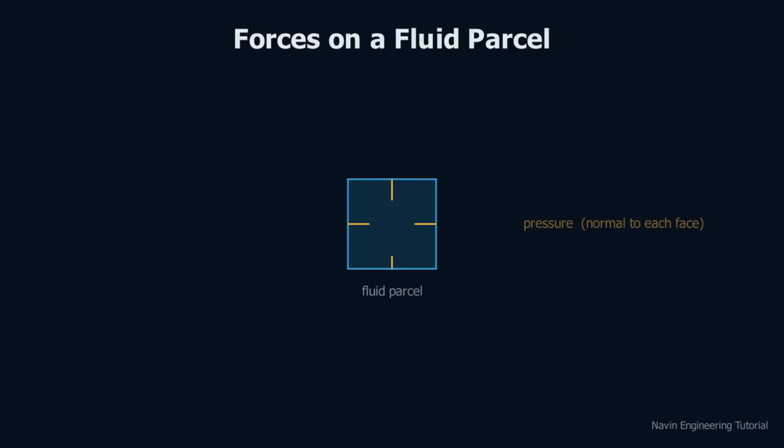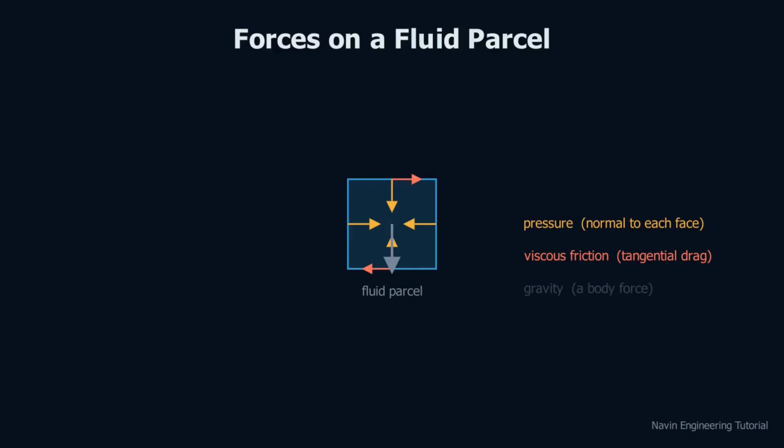First, the surrounding fluid squeezes it from every side. This is pressure, a force that always pushes perpendicular, or normal, to each face of the parcel. Second, if neighboring layers of fluid move at different speeds, they drag on one another along the faces of the parcel, exactly like friction. This tangential force is called viscous shear, and it exists only because real fluids have viscosity, an internal resistance to flowing.